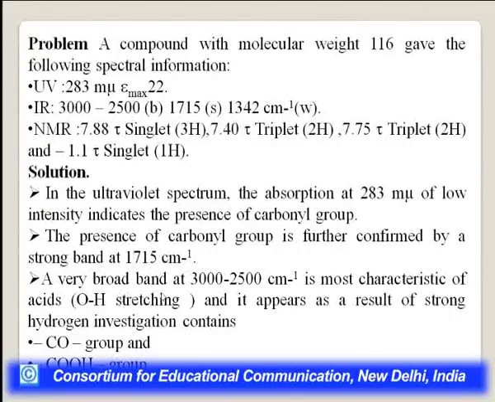A very broad band at 3000 to 2500 is the most characteristic of an acid. You know what an acid is: this is nothing but RCOOH, and this OH stretching gives it away immediately, and it appears as a result of strong hydrogen bonding. It contains a carbonyl group as far as these two pieces of information are concerned, and due to this data we can conclude that it should contain a carboxylic group also.